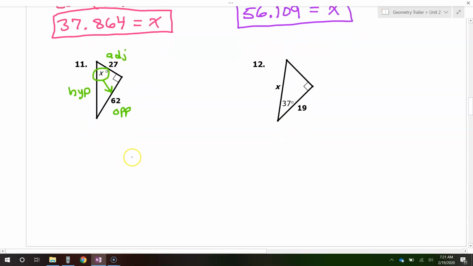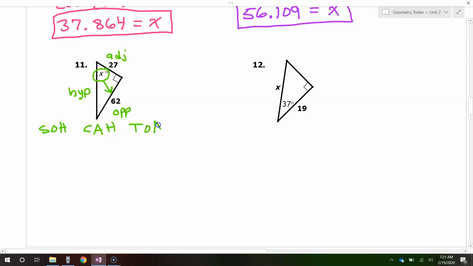I guess I'll just write Sohcahtoa right here. Which one are we going to use? Look at the sides, 27 and 62. That's opposite and adjacent. All right, I see tangent is opposite over adjacent, so that's the one we need to use. So we will write tangent of the angle we circled is equal to opposite over adjacent. So 62 over 27.